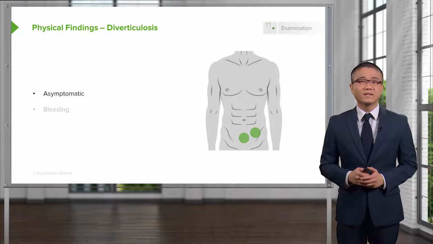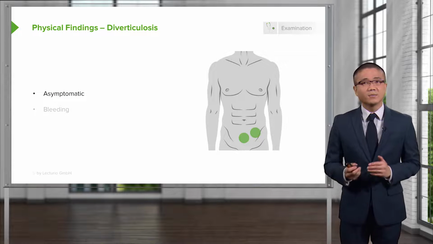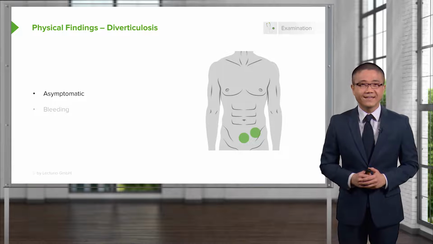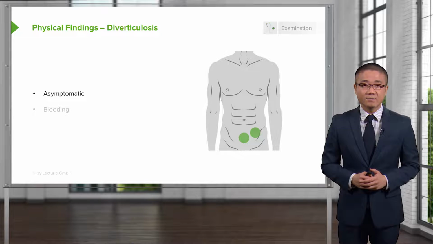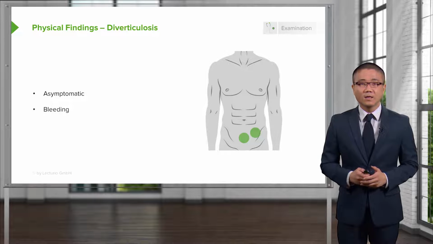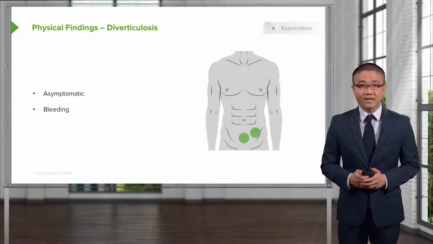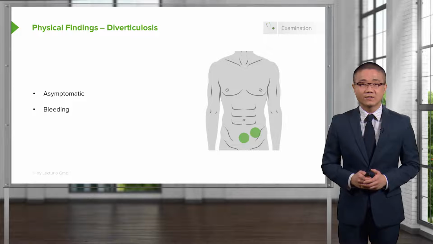What are some physical findings of diverticulosis? What's interesting is that diverticulosis, unlike diverticulitis, may be very much asymptomatic. One of the classic presentations of diverticulosis, however, is bleeding. Bleeding is not necessarily a certain finding in diverticulosis, but when you have lower GI bleeding, one of the things to keep on the top of your differential diagnosis is diverticulosis.